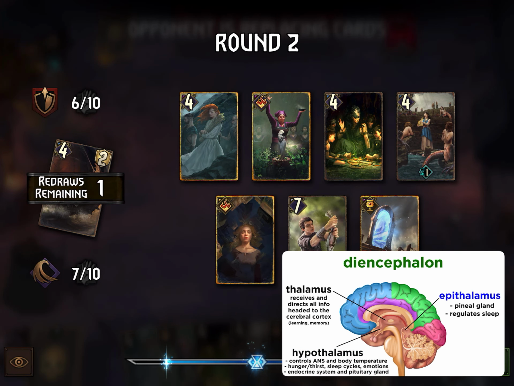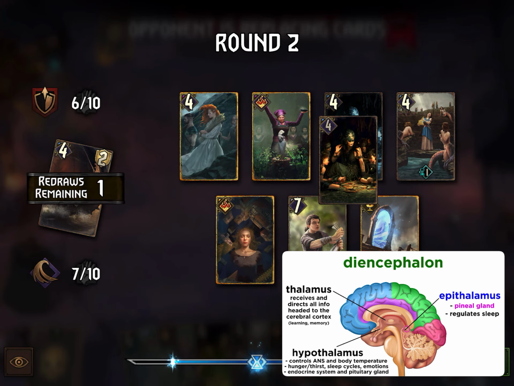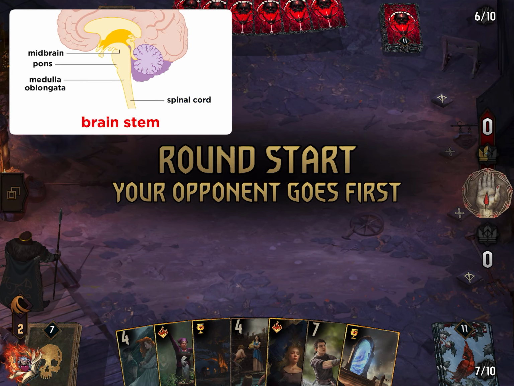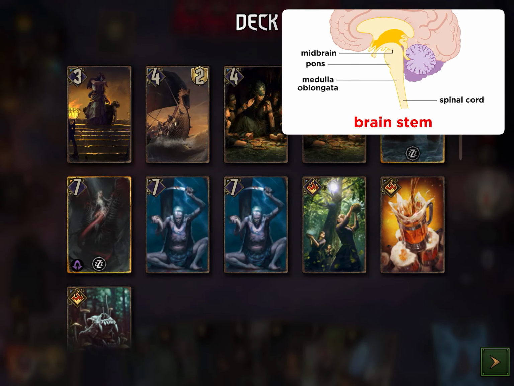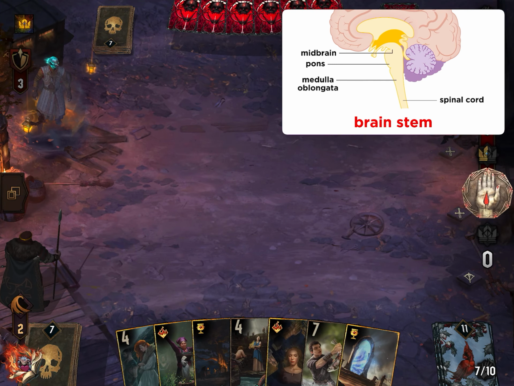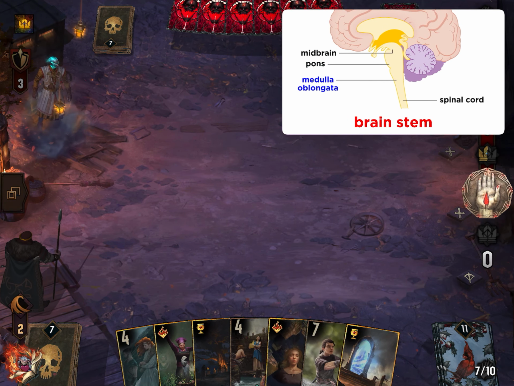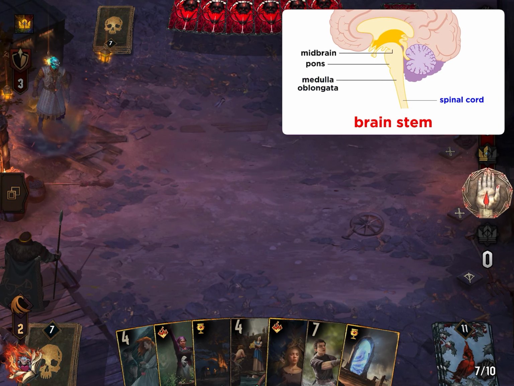Lastly, the epithalamus houses the pineal gland and helps regulate sleep. After the diencephalon, we get to the brainstem. This consists of the midbrain, pons, and medulla oblongata, the last of which blends into the spinal cord.